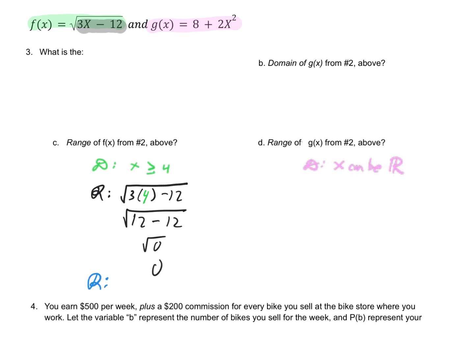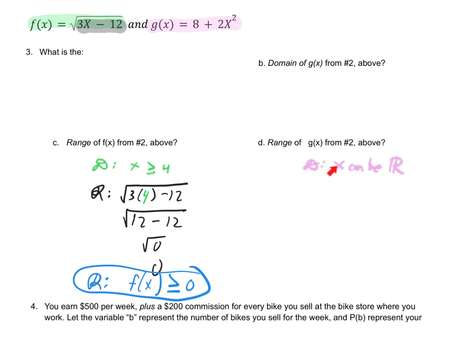range: f of x values start at 0, but then they get bigger and bigger and bigger. So the f of x values, which is the output, this whole thing is output, those values are bigger than or equal to 0. And that's our range.